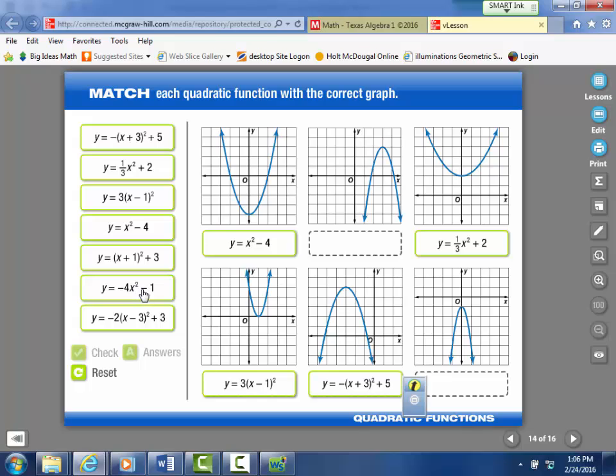Let's look at this one. This one's down 1, and that 4 means it should be kind of skinny. Down 1 and kind of skinny. I think we have an answer there.